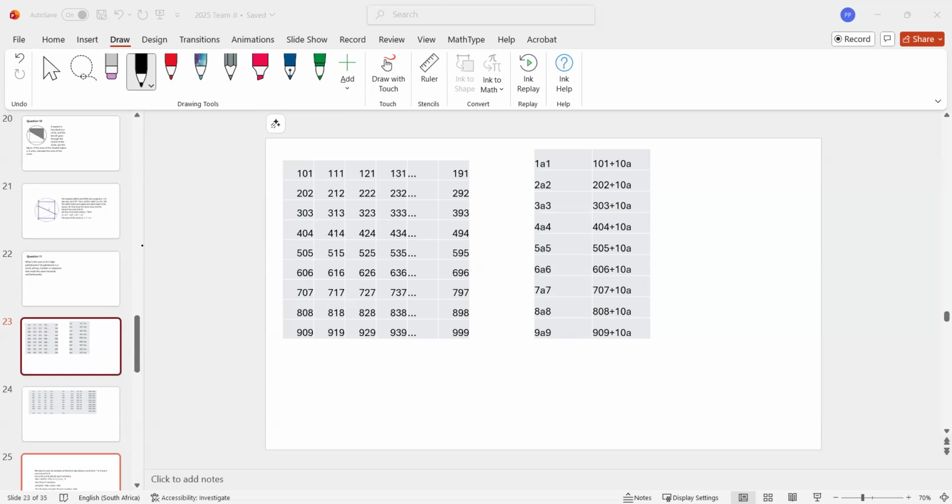Now, I'm just summarizing here that what these are is 1A1, 2A2, all the way up to 9A9, where A can be 0. This is the case where A is 0. Or A could be 1, A could be 2, all the way up to 9. So there are 9 values for A.